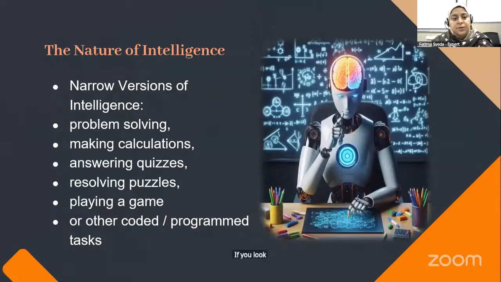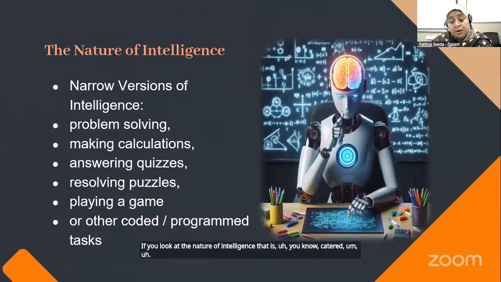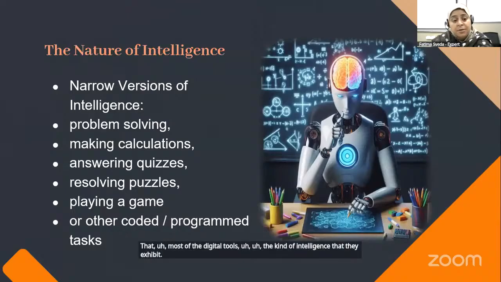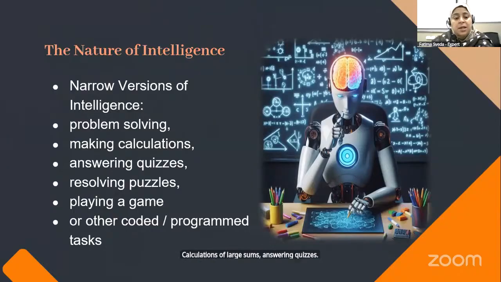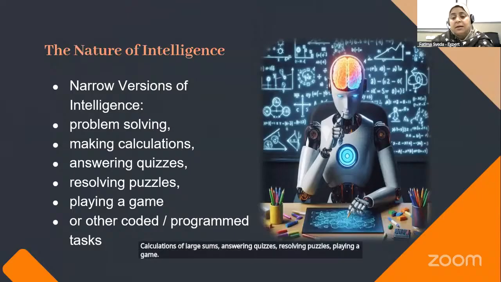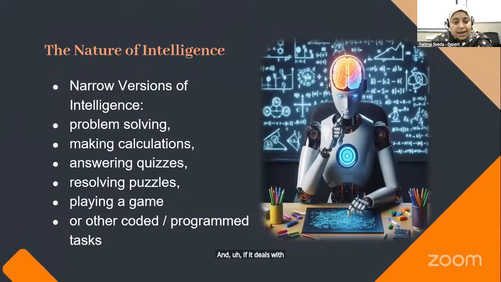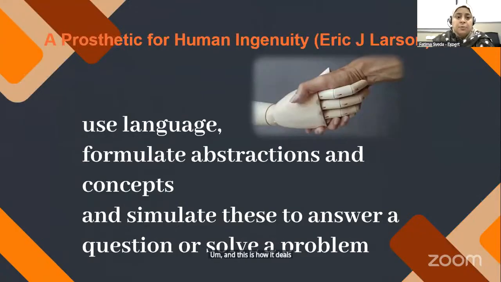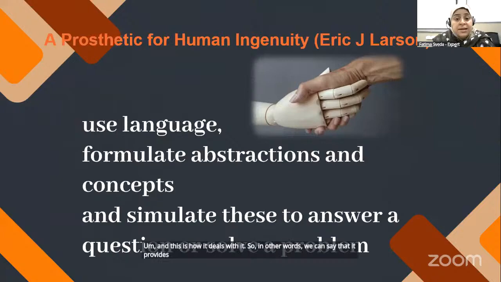If we look at the nature of intelligence as cast by the scholars within the field of artificial intelligence, we can see that most of the digital tools exhibit a kind of intelligence that is used in problem solving, making calculations of large sums, answering quizzes, resolving puzzles, playing a game. And if it deals with a text, it still depends upon coded and programmed tasks. And this is how it deals with it. So in other words, we can say that it provides a prosthetic for human ingenuity.